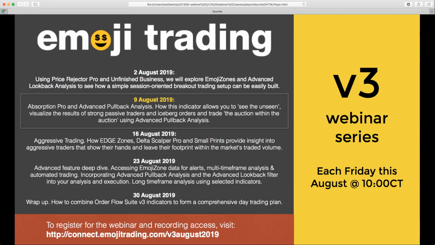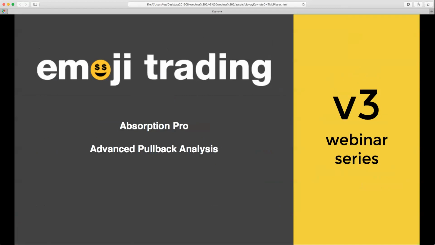And we can do this in a way that allows us to filter out the noise that we would otherwise look at if we look at every piece of data necessary in order to see this. So what we'll cover today is Absorption Pro, the indicator, and then we will use the advanced pullback analysis that is present in Absorption Pro, as well as several other emoji indicators, to bring the concept of absorption and also our advanced pullback analysis tool to life.